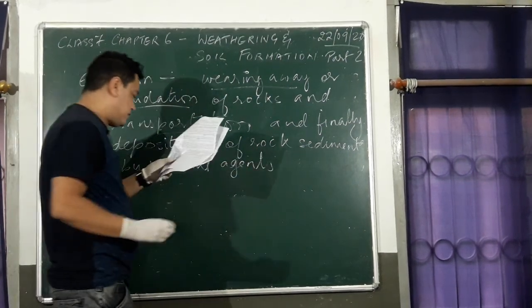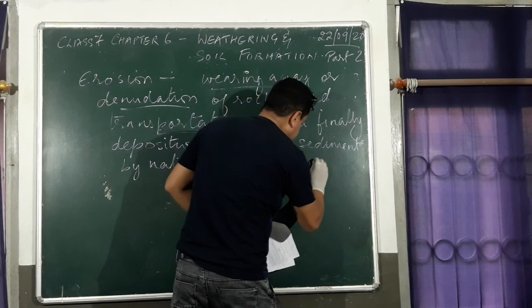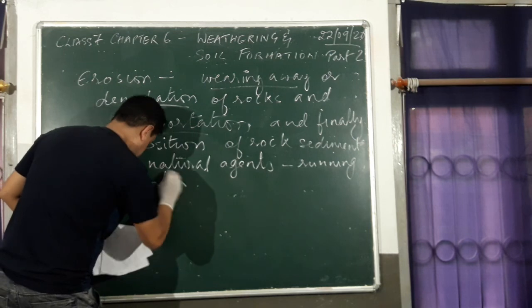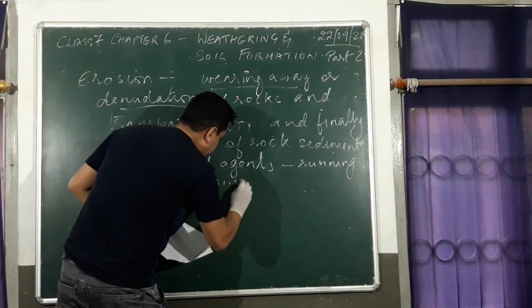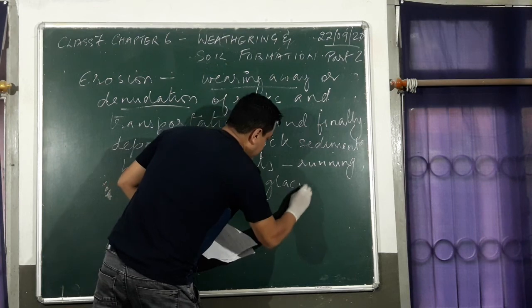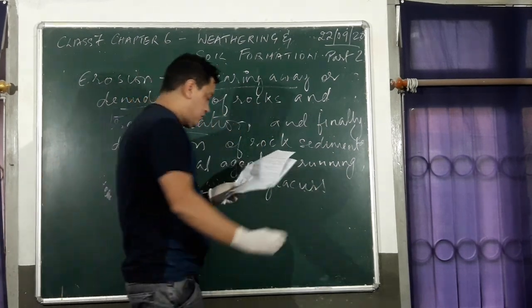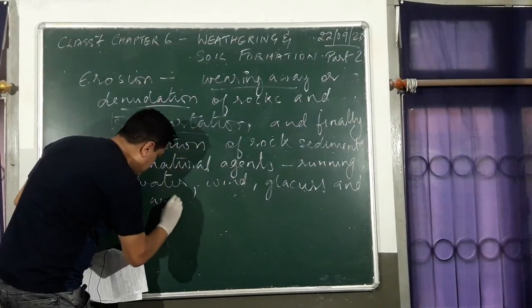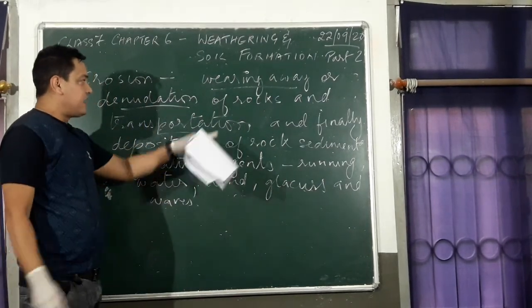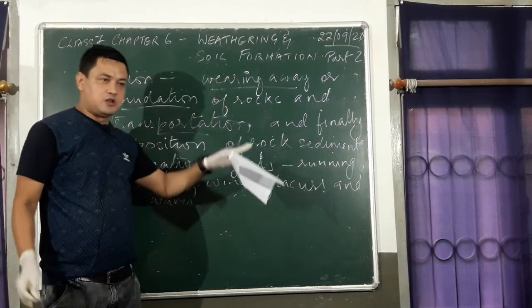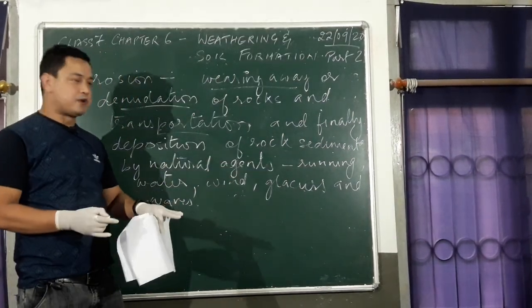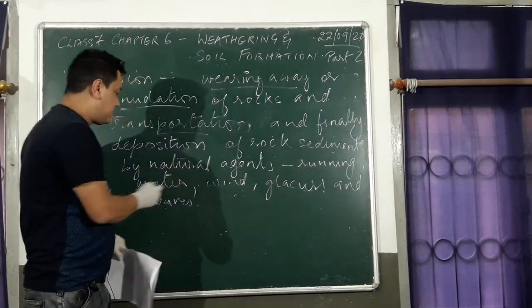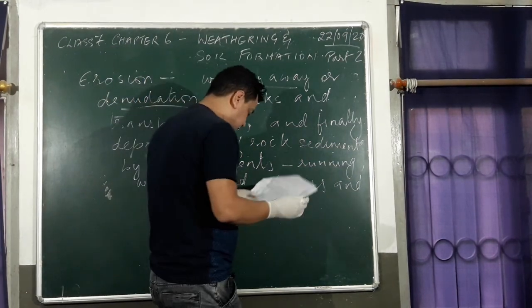Okay, what are the natural agents? Running water. Another one is wind. Another one is glaciers. Now you can note it down in your rough copy. And waves. So you can see here that wearing away or denudation of rocks, the outer covering of the rocks, is basically transported and finally deposited to another place by natural agents like running water, wind, glaciers, and waves also.